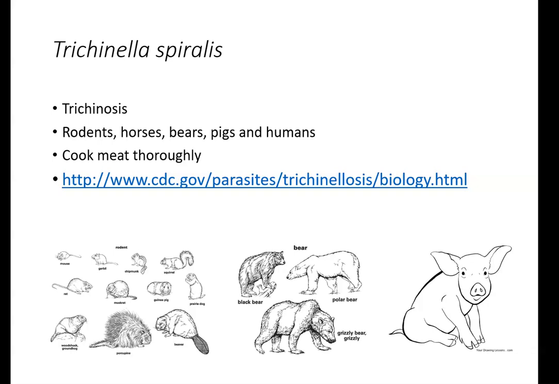And trichinosis typically comes from eating not well cooked meat. I didn't say uncooked meat, because that's an option too. But if it's not cooked well enough to kill everything off, that is the one that we run into, that we see a problem with. We don't see this as often as we once did.